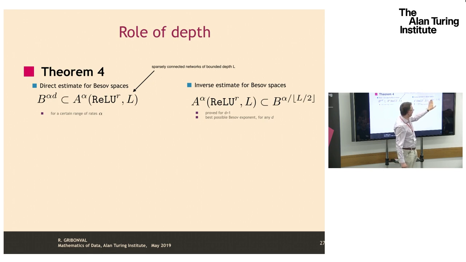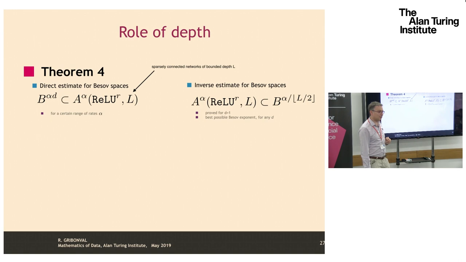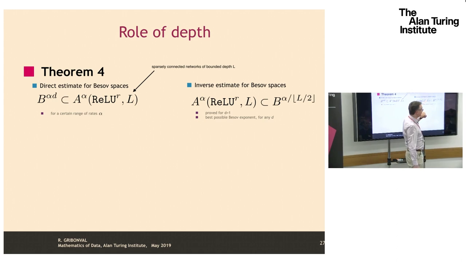This is valid for dimension one, sorry. The Bessel smoothness is decreased by a parameter that depends on the depth. So the deeper your network, the less smoothness you can expect from the fact that you're well approximated by a neural network at rate alpha. Is it true also for r equal to 1? So this is for dimension 1, and this is dimension 1.